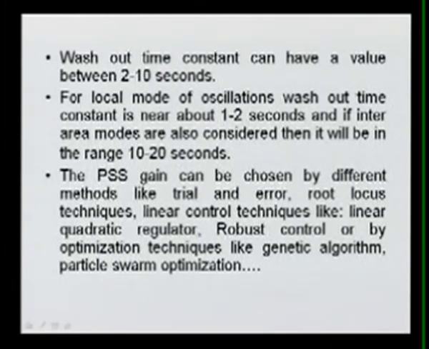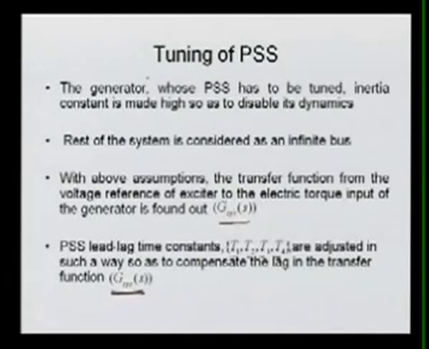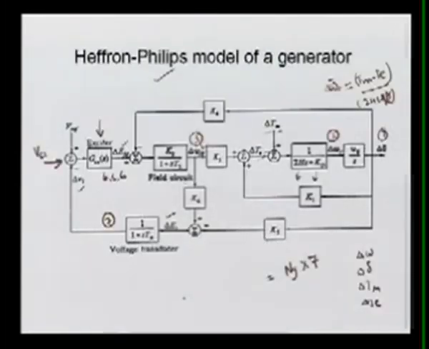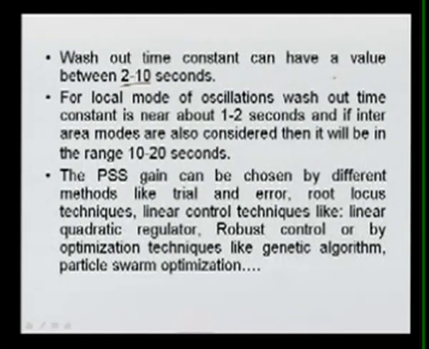Now here the washout time constant can be a value between this. Here in the power system stabilizers, just we have used here a washout time constant TW, and also we require the terminal voltage here, the TR. Already I have explained, the washout time constant can have a value between 2 to 10 seconds. For the local mode of oscillations, washout time constant is near about 1 to 2 seconds, and if inter area modes are also considered, then it will be in the range of 10 to 20 seconds, so it is on the larger side.